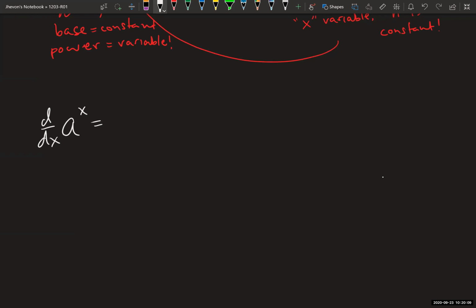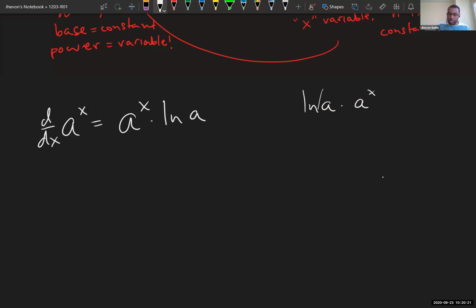Is it ln of a times a to the x? That's correct. I prefer to write it as a to the x ln of a though, but that's correct. Because when you write ln of a times a to the x, sometimes people might think the a to the x is inside the ln. I do want to emphasize that it's not inside the ln. So I would tend to write the a to the x first, but that is the rule.